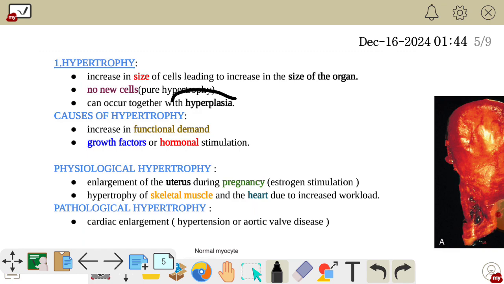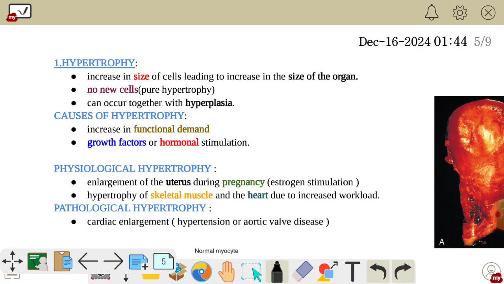Then apart from that, this hypertrophy, which is an increase in size of cells, can occur together with hyperplasia. So hyperplasia is one of the types or forms of adaptation. We're going to look at it later. But hypertrophy and hyperplasia can occur together at the same time in the same organ.